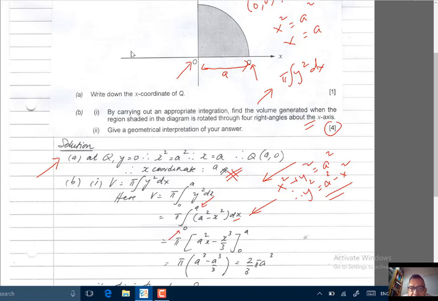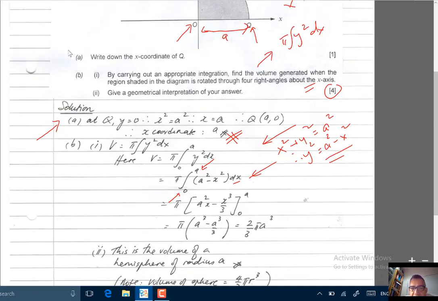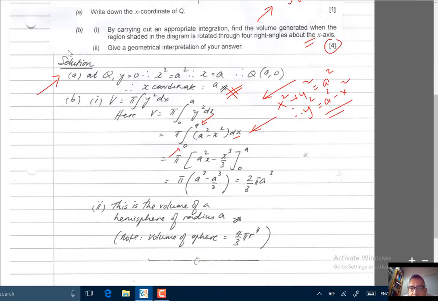Almost done. Just perform the integration. We'll get a squared x minus x cubed over 3. Plug in the value of a and you'll get 2 over 3 pi a cubed. And we're done.